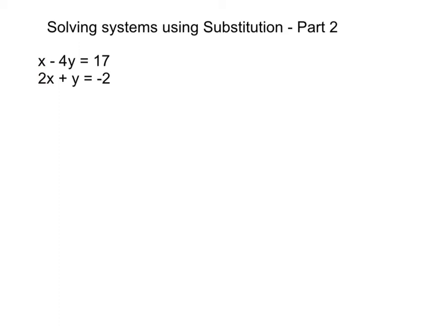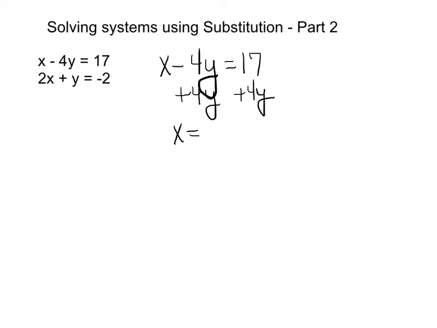So write this down. x minus 4y equals 17. Now I want to solve this equation for x. When I say I want to solve it for x, that means I want to move the negative 4y to the other side. I want to get x by itself. So let's add 4y to both sides. That would give me x equals 4y plus 17.